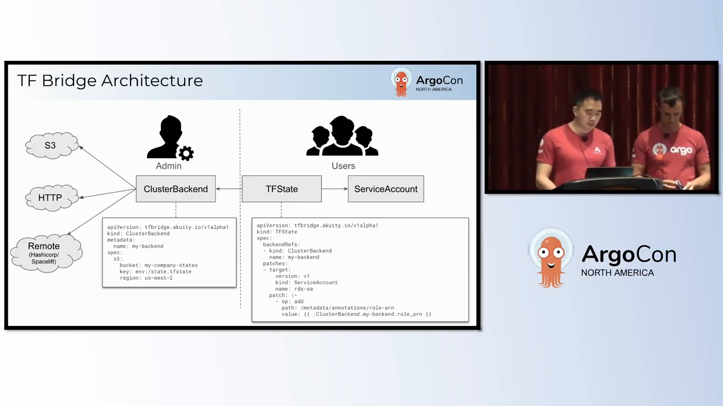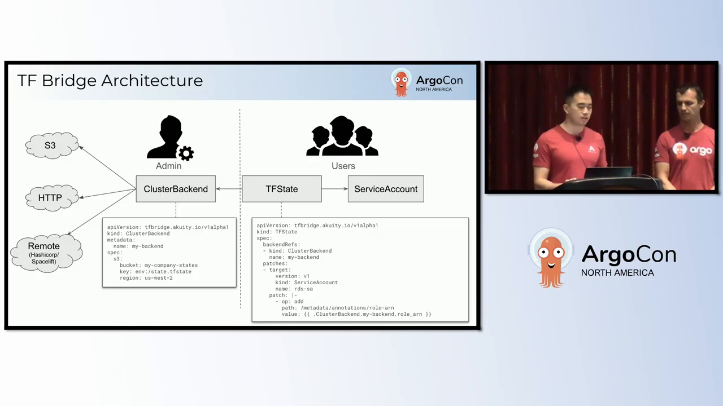Like Alex mentioned, this TF Bridge is basically a controller that can fetch values from Terraform state file and then apply that to the workloads in your Kubernetes cluster based on a list of patches that you specify. With that, we're introducing three custom resources. The first one is called cluster backend.